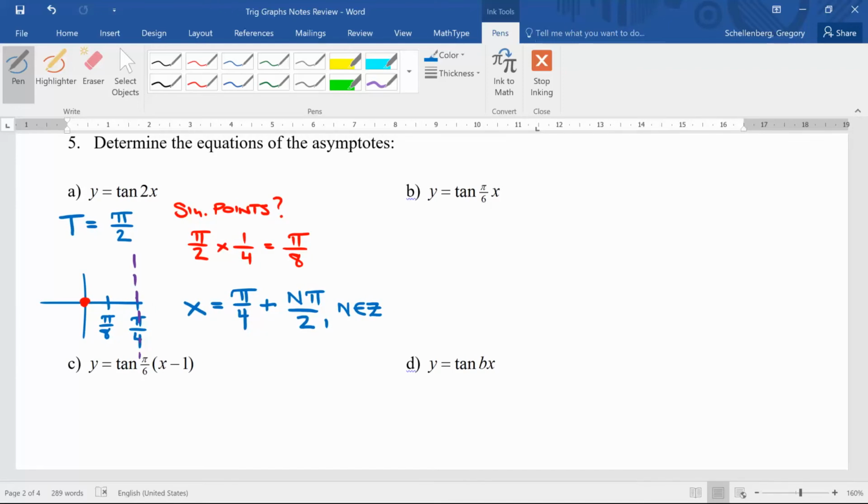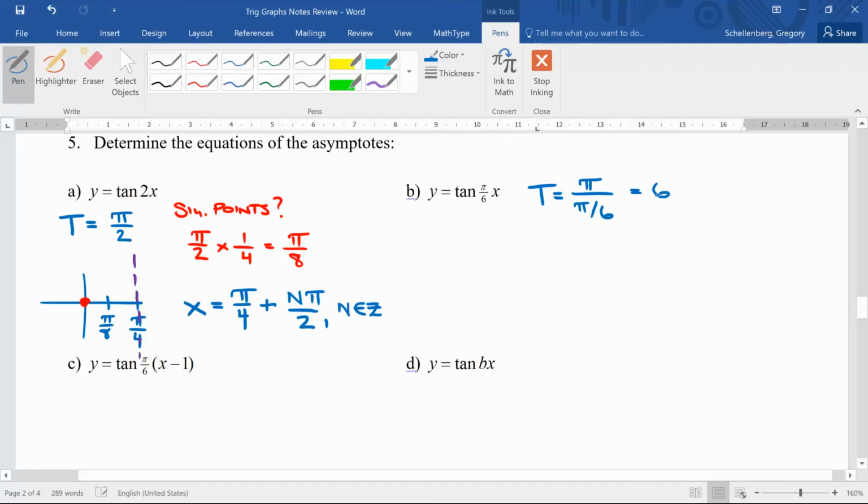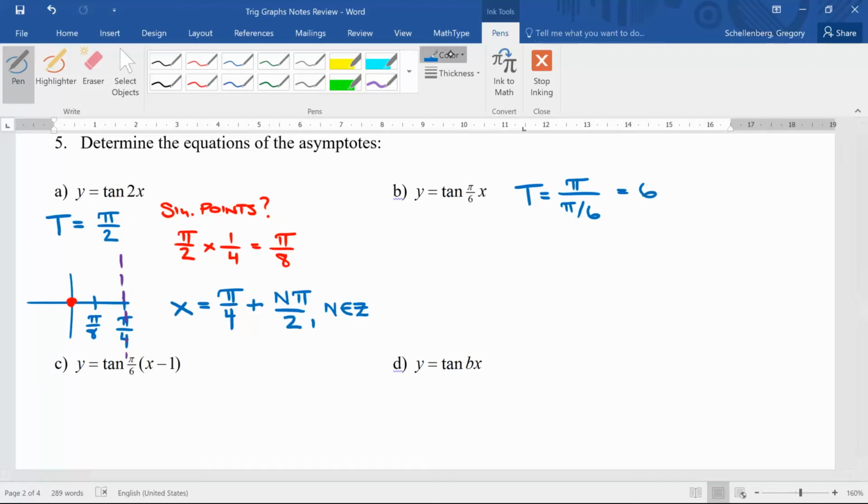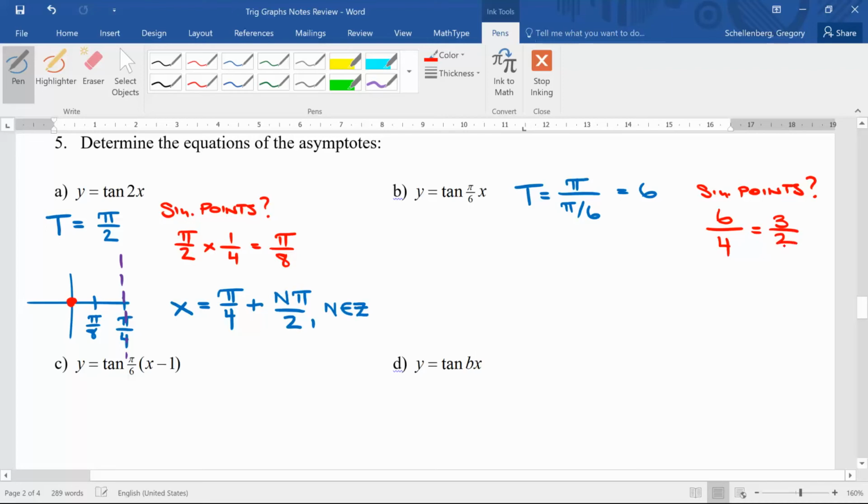On to the next one. Our period, T, is equal to pi divided by b, and b in this case is pi over 6. Our period therefore is 6. Our sig points, we will take the period of 6, divide into 4 equal parts. Our sig points occur every 3 over 2 units.